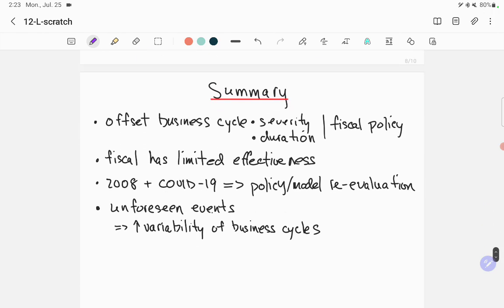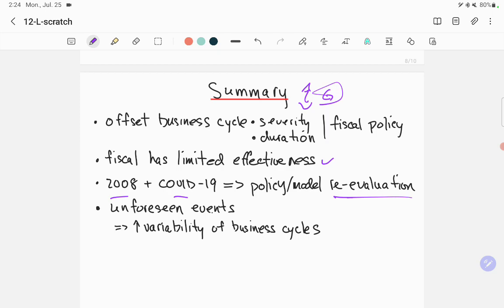So, in summary, fiscal policy, otherwise government increasing or decreasing government expenditure, is done to offset business cycles. It's used to decrease the severity and the duration of a recession, for example, but it has limited effectiveness. Given what's happened in 2008 and COVID-19, there needs to be a reevaluation of the effectiveness of government spending, and it's going to happen. Maybe. But I would suggest there needs to be some evaluation of how effective government spending is in the future.